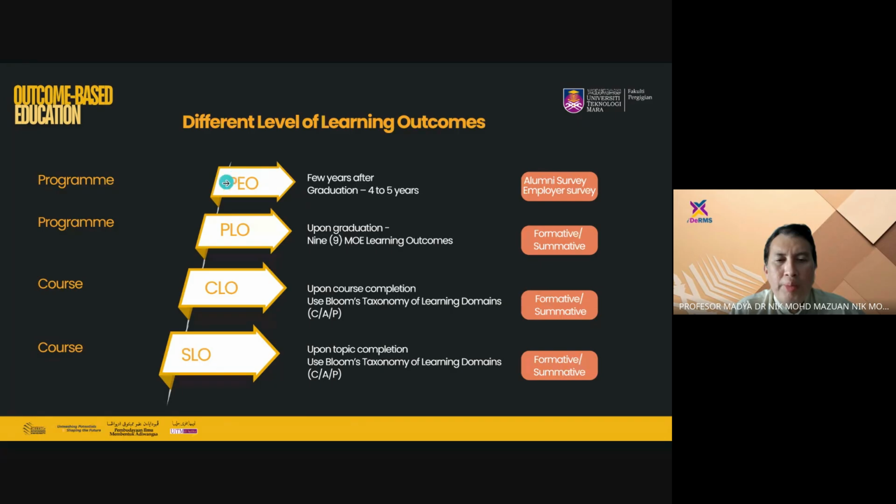For program educational objective, you can find this in the handbook. Those who are doing the handbook, I already put the PEO for you to use for your own program. The PEO we need to measure as well. For the PEO, we can measure the graduates 3 to 5 years after graduation.